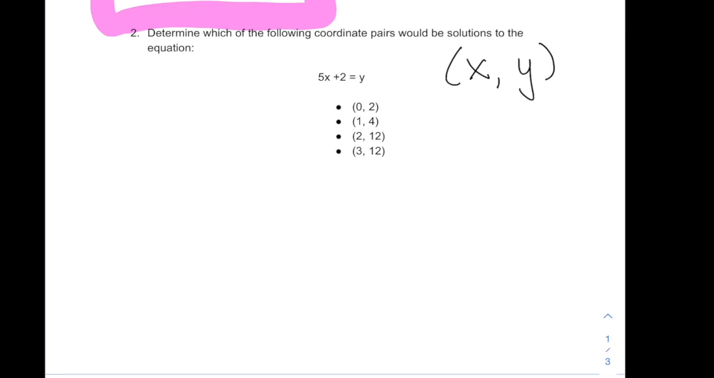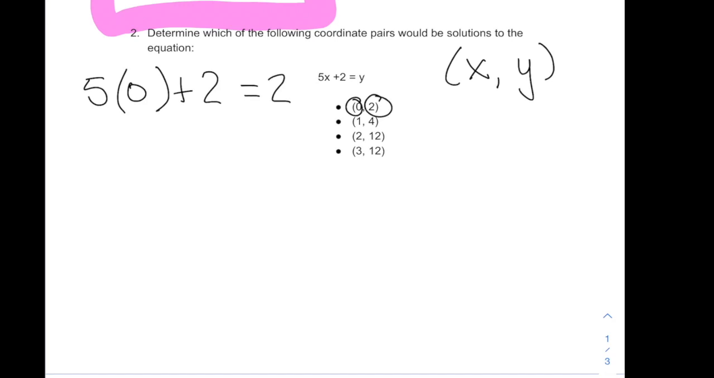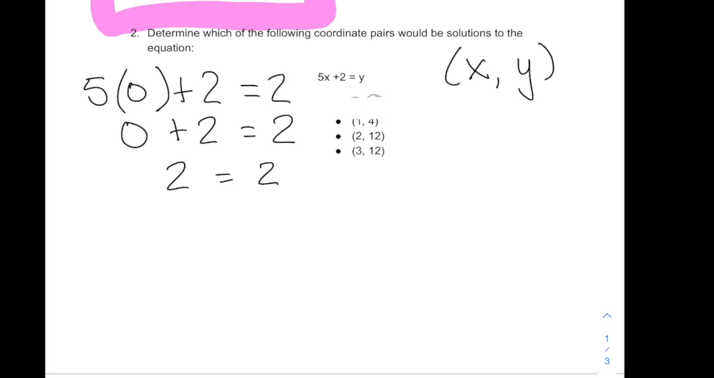So for the first one, we have 5 times 0, because that's our x, plus 2 equals 2, because that's the y value they gave us. So 5 times 0 is 0, plus 2 equals 2, 2 equals 2, which is a true statement. So that tells us that 0, 2 is a solution pair.